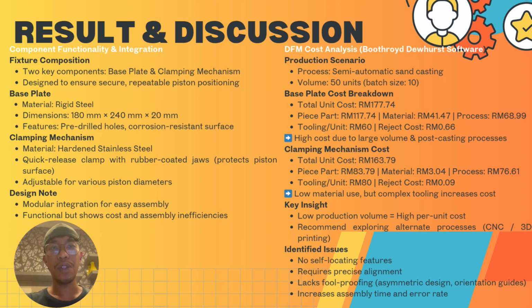So low material is used, but complex tooling increases the cost. For the key insight, low production volume equals high per unit cost. We recommend exploring alternate processes, that is CNC or 3D printing. Identified issues: no self-locating feature, requires precise alignment, and also lacks foolproofing like asymmetric design and orientation guide. So it increases assembly time and error rate.